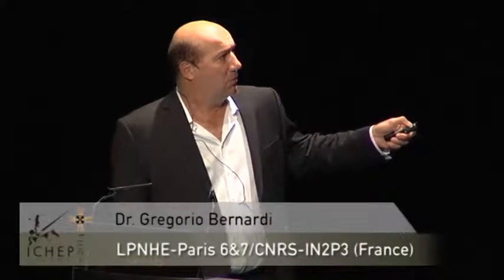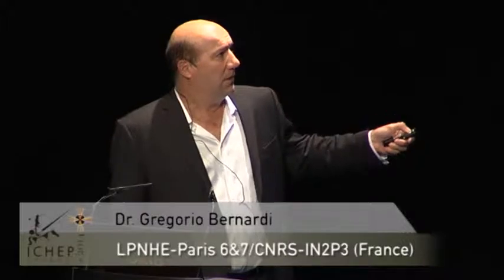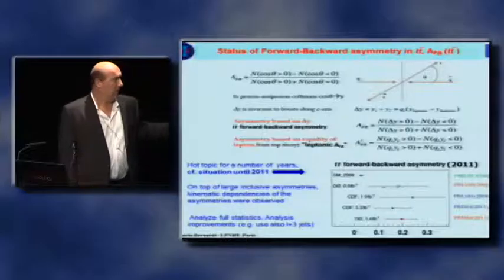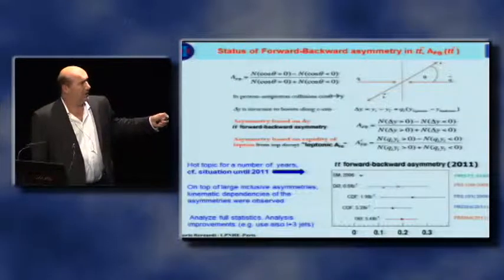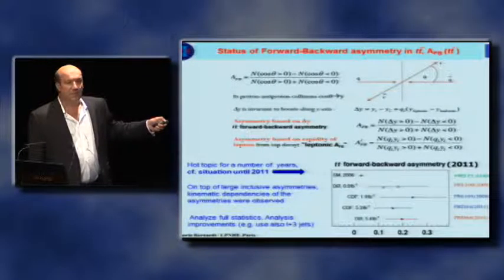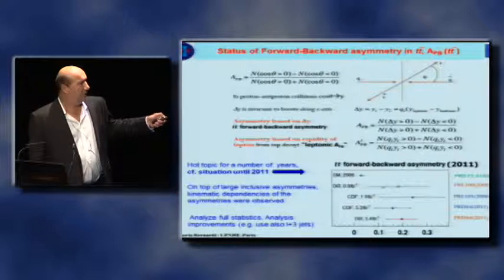Let me introduce the point by reminding you that there are two asymmetries that one can look at: the real TT bar forward-backward asymmetry, in which you reconstruct both T and T bar, and the leptonic one, in which you just use the lepton of one of the decaying tops. These two quantities are correlated, but they have different systematics, so it's interesting to look at them simultaneously. And that's what we have done.